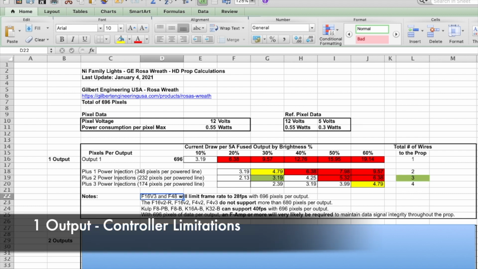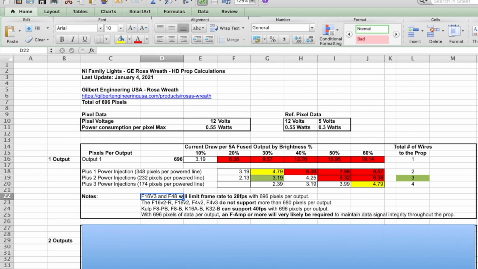In addition, there are controller frame rate limitations as reviewed in the controllers section. Even though the Falcon F16 V3 and the F48 can support more than 680 pixels per output, anything over 680 pixels will limit the frame rate to 28 frames per second.